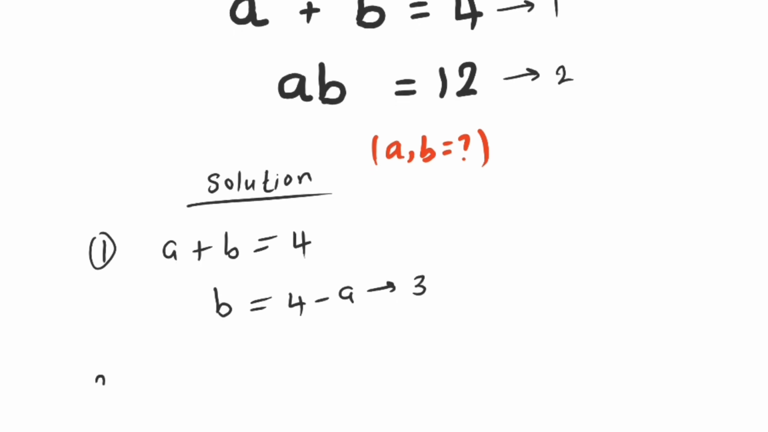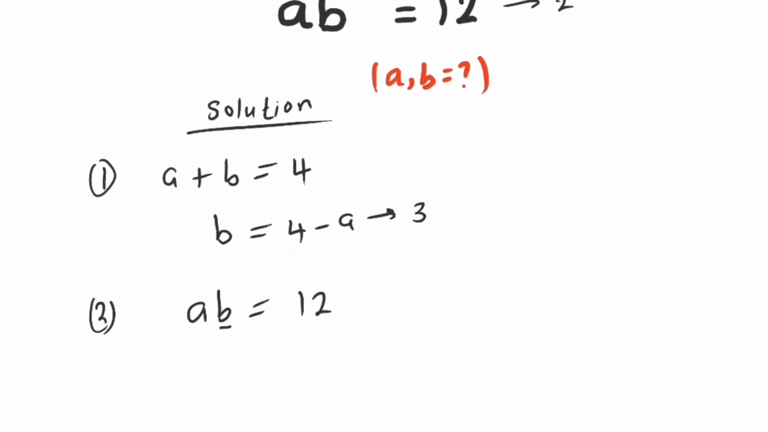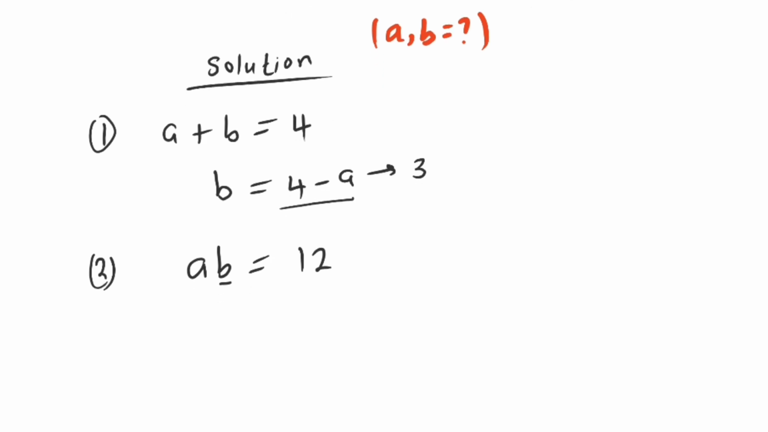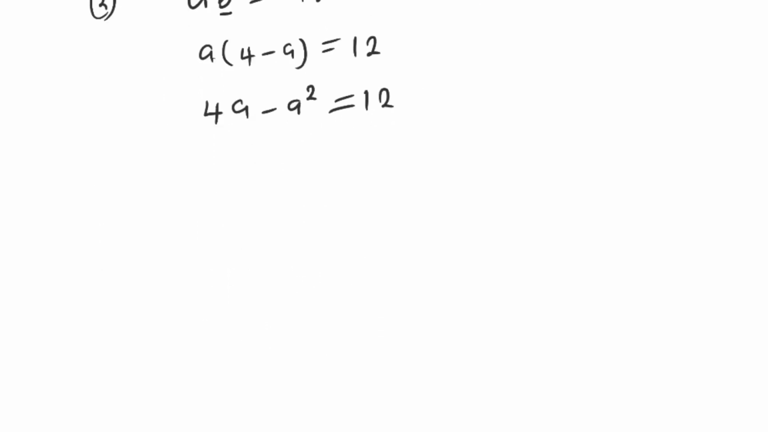And from equation 2, AB is equal to 12. Let us substitute for B, which is 4 minus A. A bracket 4 minus A is equal to 12. Let's open the bracket. A multiplied by 4, 4A, minus A multiplied by A, A square, is equal to 12. Then this can be written as minus A square plus 4A is equal to 12.